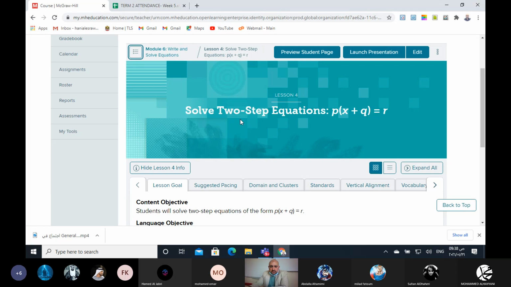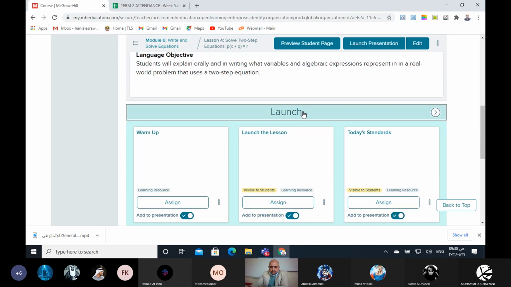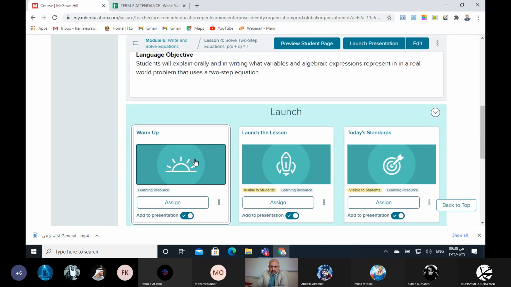Math grade 7. We are in module 6. Write and solve equations. Today we have lesson 4: solve two-step equations of the form p(x + q) = r. In this lesson we want to learn how to solve two-step equations of the form p(x + q) = r. Now I want all of you to prepare your notebooks. We have some exercises.